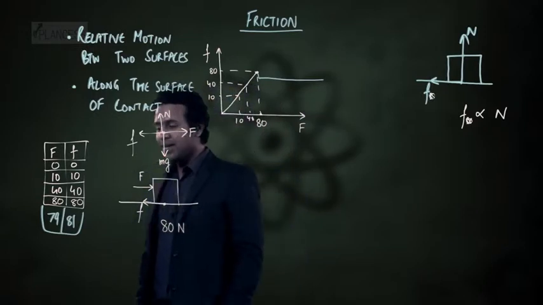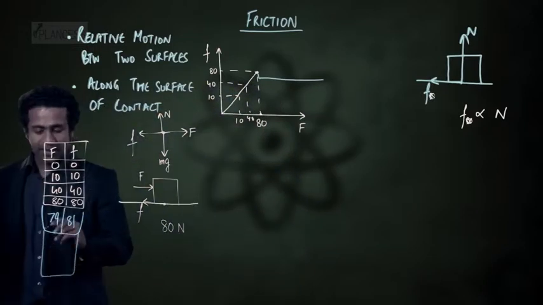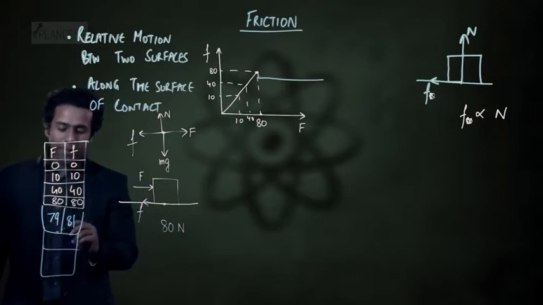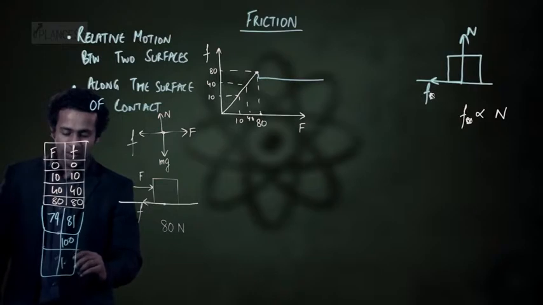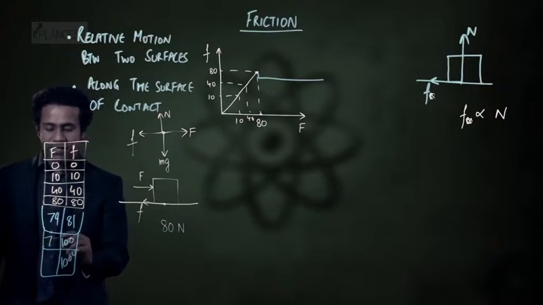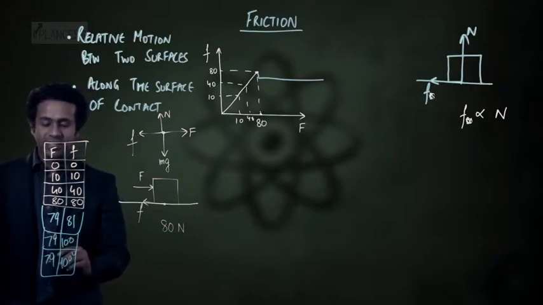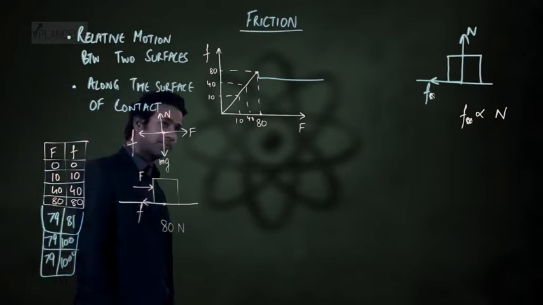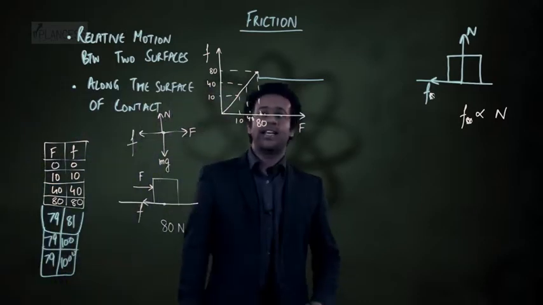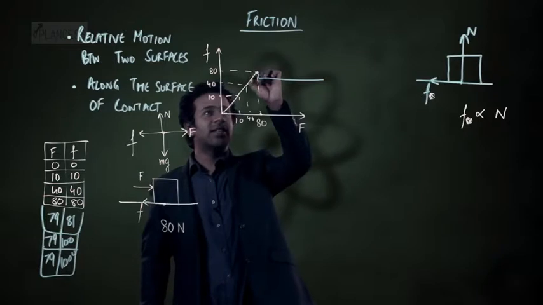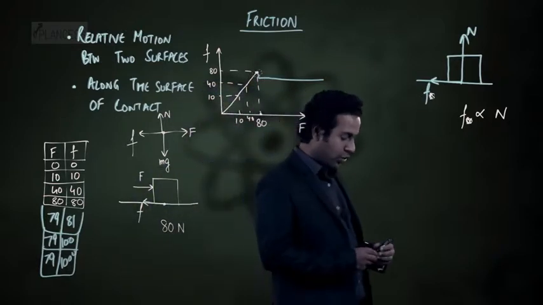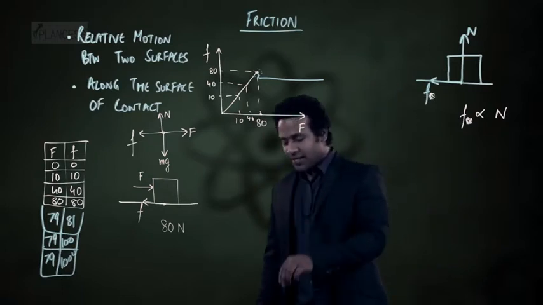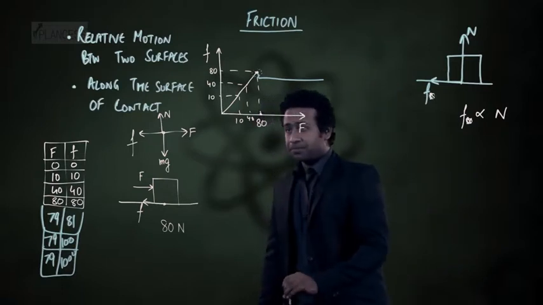What this means is that after an increment from 80, no matter how large a force you apply, whether it is 100 or whether it is 1000, the frictional force will remain 79 newtons. Right. So you can clearly see this is the maximum value of friction. Right. So now let's see why this change comes.